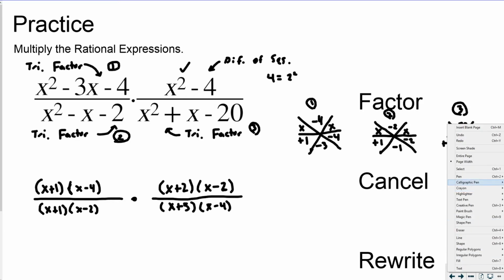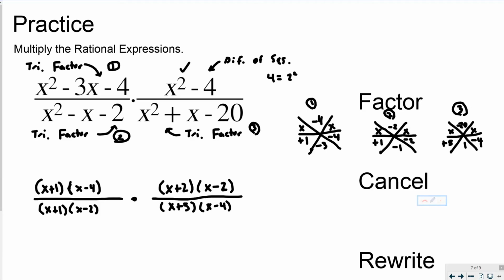I'm going to go ahead and switch my pen to red. And then I'm going to start looking for stuff that I can cancel. So I can definitely cancel this x plus 1 over this x plus 1. This x minus 4 can cancel with this x minus 4 over here. And then this x minus 2 can cancel with this x minus 2 over here.